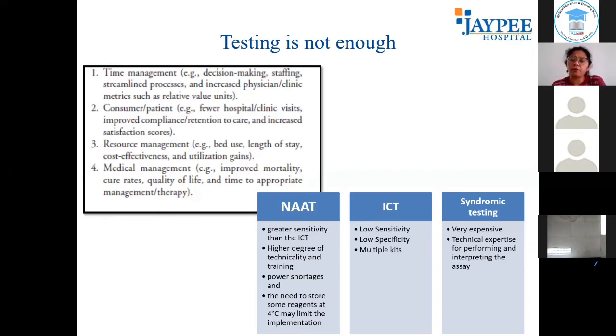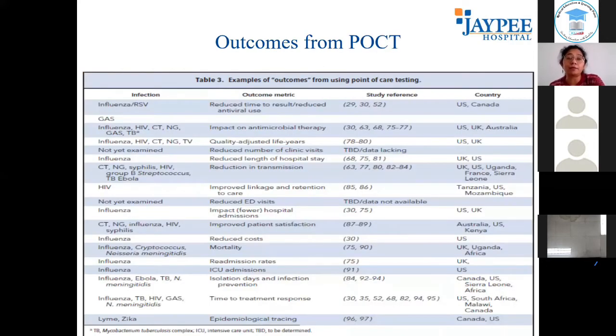Syndromic management, they are very expensive. Technical expertise is required to perform the test and sometimes even to interpret the test, especially when you get multiple organisms positive. In respiratory, you may get 4 pathogens positive, so you need to have technical expertise where the core lab microbiologists can call up, discuss on this thing.